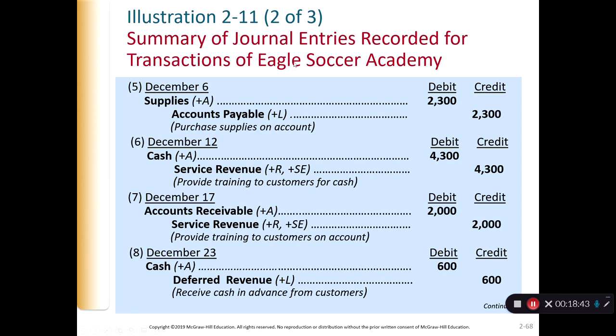Okay. On December 23rd, we actually received payment in advance from a customer that we haven't provided the training to yet. That means the cash is going to be increasing, hence we debit the $600. But because we haven't performed our duty yet, we're increasing our liability for $600. Okay, so we credit it.